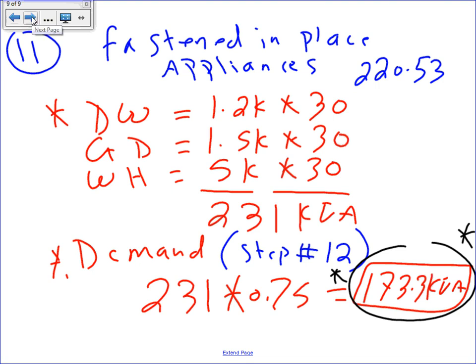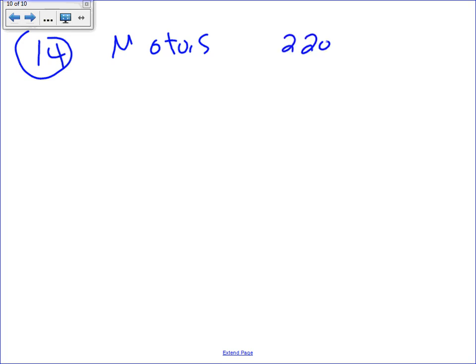Okay, I'm going to move to the last step, guys, which is step number 14. I skipped 13 because 13 does not add anything to the value here, it's just adding math. Step number 14, motors. For motors, my friend, you're going to go to 220.50, and we're going to go also to Article 430.